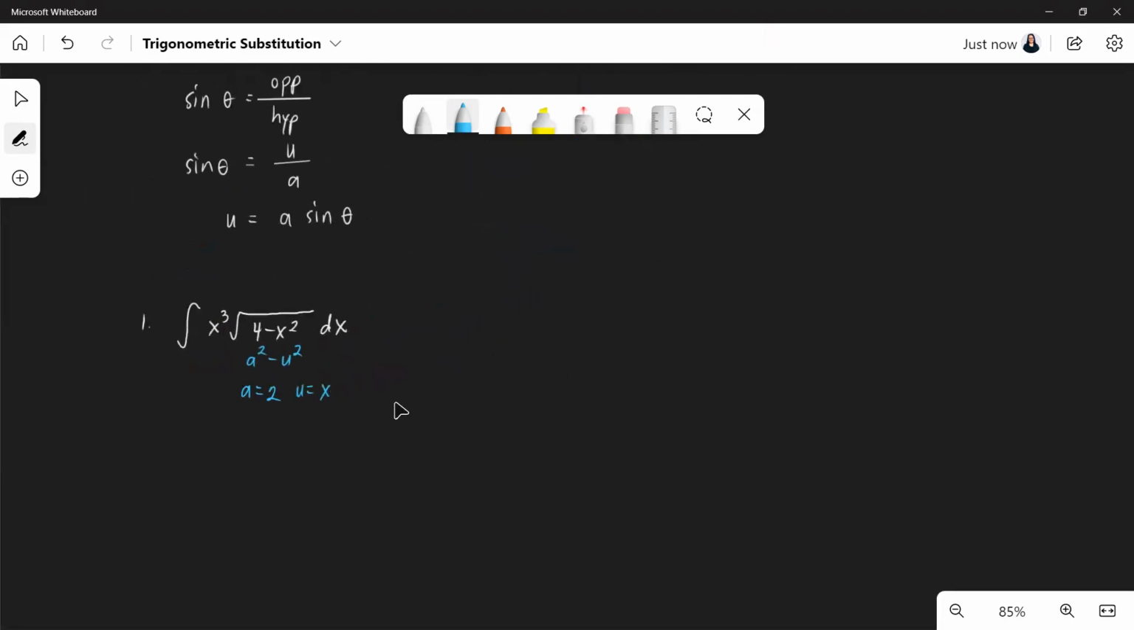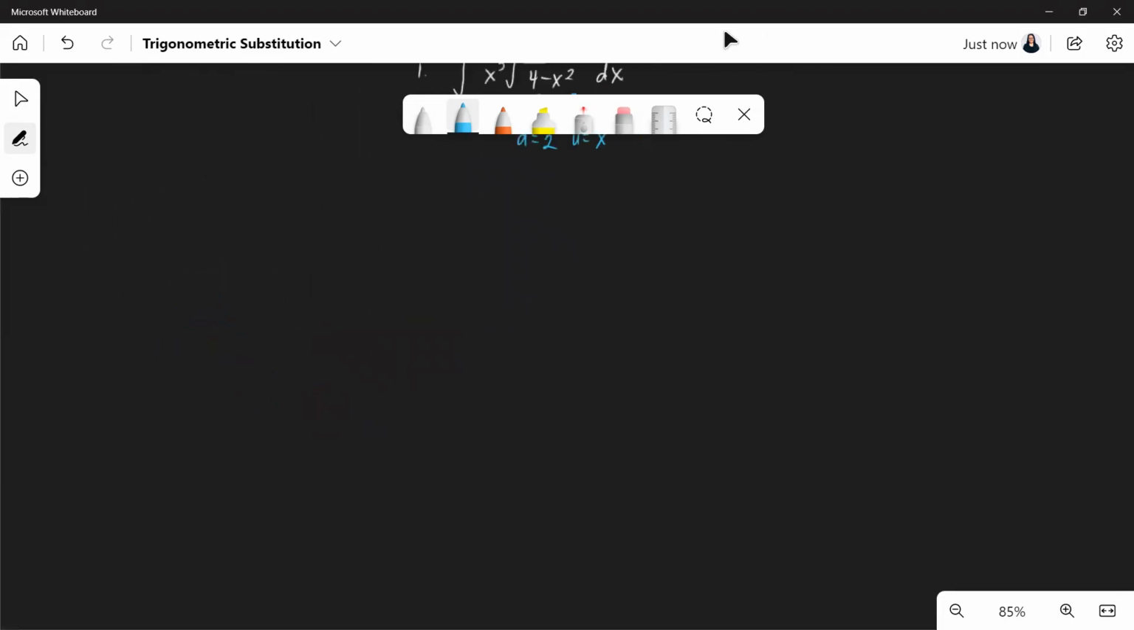There is an x squared, and 4 can be written as a squared, so it's basically a squared minus u squared for its format. This is a squared minus u squared. So a is 2, since the square root of 4 is 2, and u therefore is x, since the square root of x squared is x. So we are going to use the substitution x equal to 2 times sine of theta.